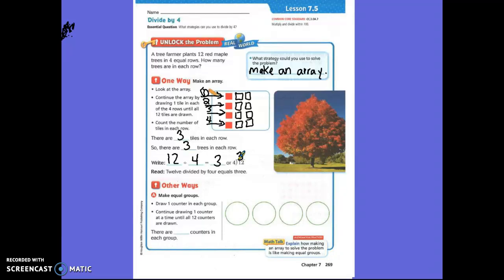Now, let's do it another way. Instead of making an array, we can make equal groups. Okay, boys and girls, what they did is they put 4 big groups there for you. What do you think you're going to do? I mean, it tells you the directions, but just knowing that you know how to multiply or divide, what do you think you're going to do? Wyatt? Put one counter in each circle until you get to 12. Do that.